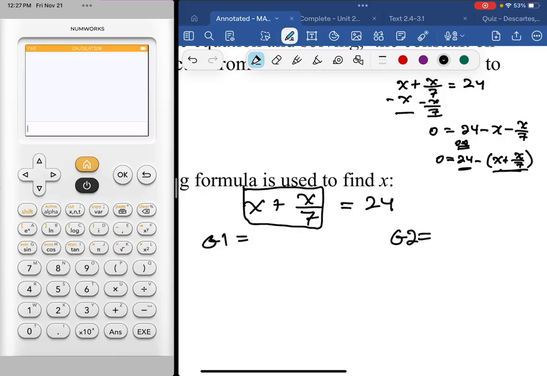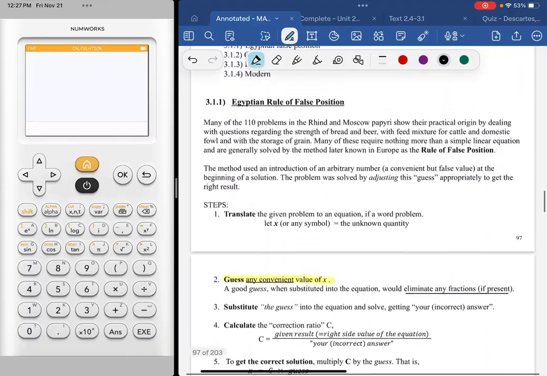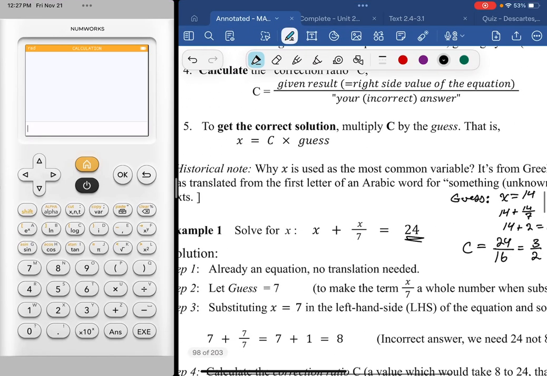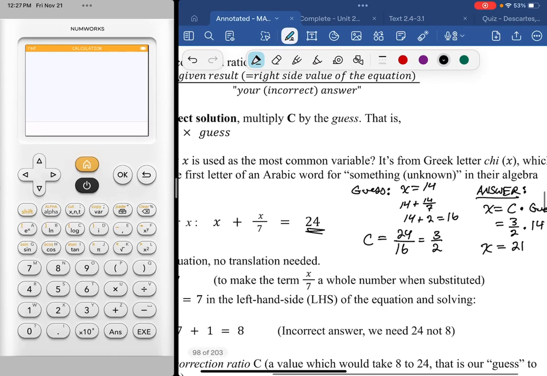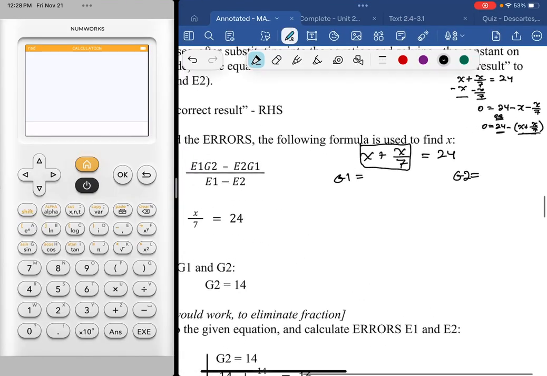So I would then plug in a guess, and we learned from the Egyptian false position, sorry, that the guess in false position relied on choosing a value that was convenient for the most complicated part of the equation. And that would be the fraction in this case. So we're going to do that here. It's just we're going to do it twice.